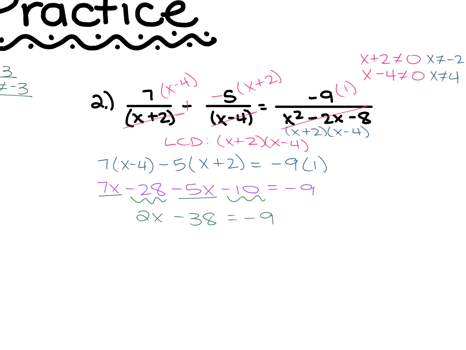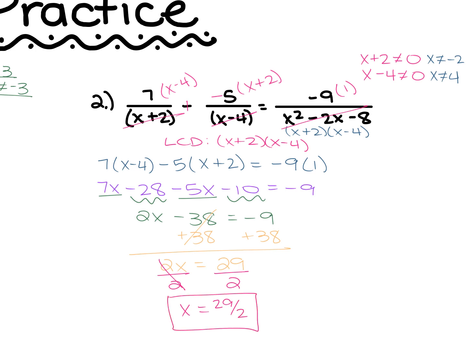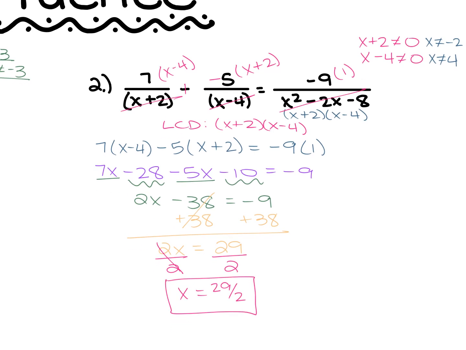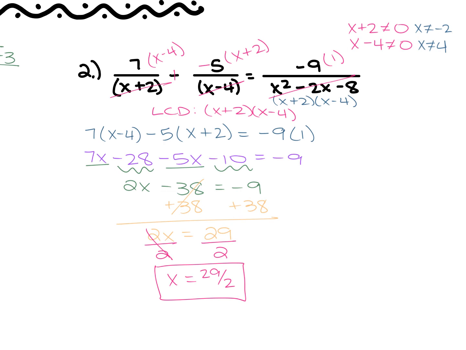We're going to bring the 38 over and add it to both sides. So that gives us 2x is equal to 29. Then from there, we divide each side by the 2, and we have that x is equal to 29 over 2. That is not one of those numbers that x cannot equal, so we can leave that as our answer.